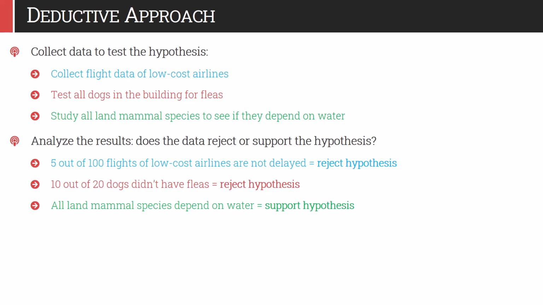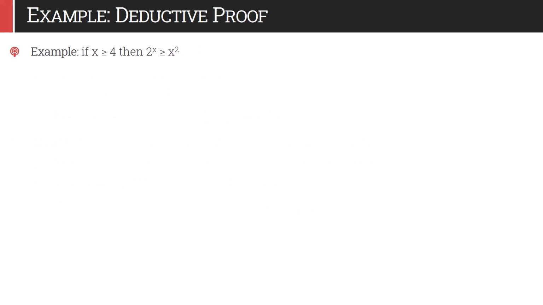And if we study all land mammal animals, then all land animal species depend on water. So that assumption is true. It supports our hypothesis because there is not a single land mammal which can live without water. That means that statement, the generalized observation, is true for each and every life which is on land. So this third statement is supported. In that case, we can say the hypothesis is true.